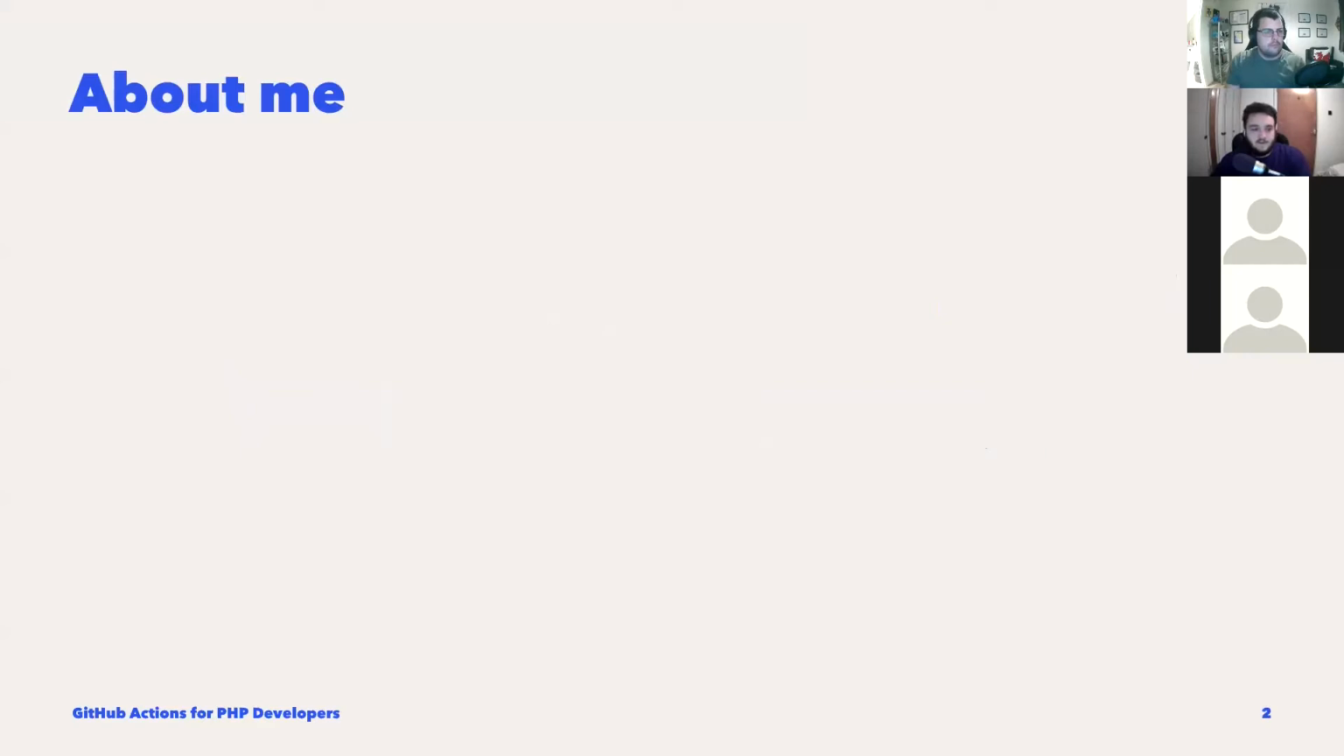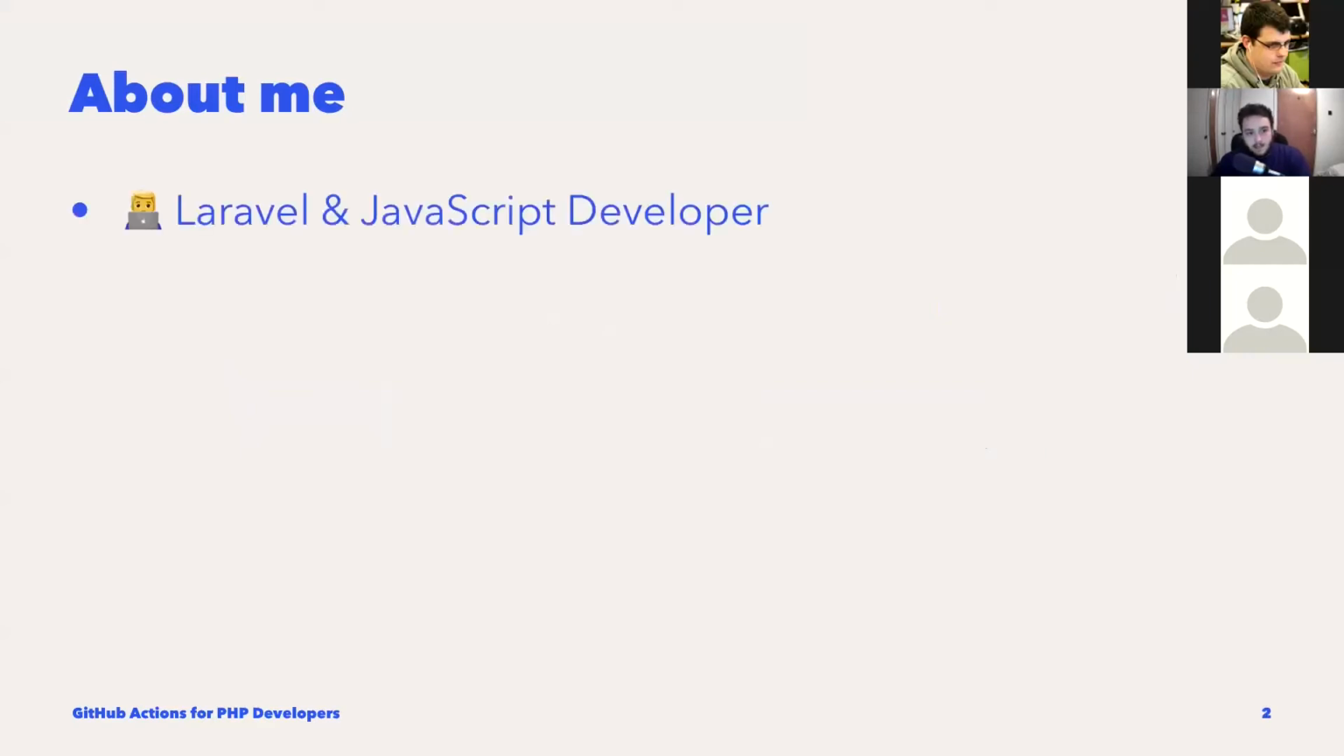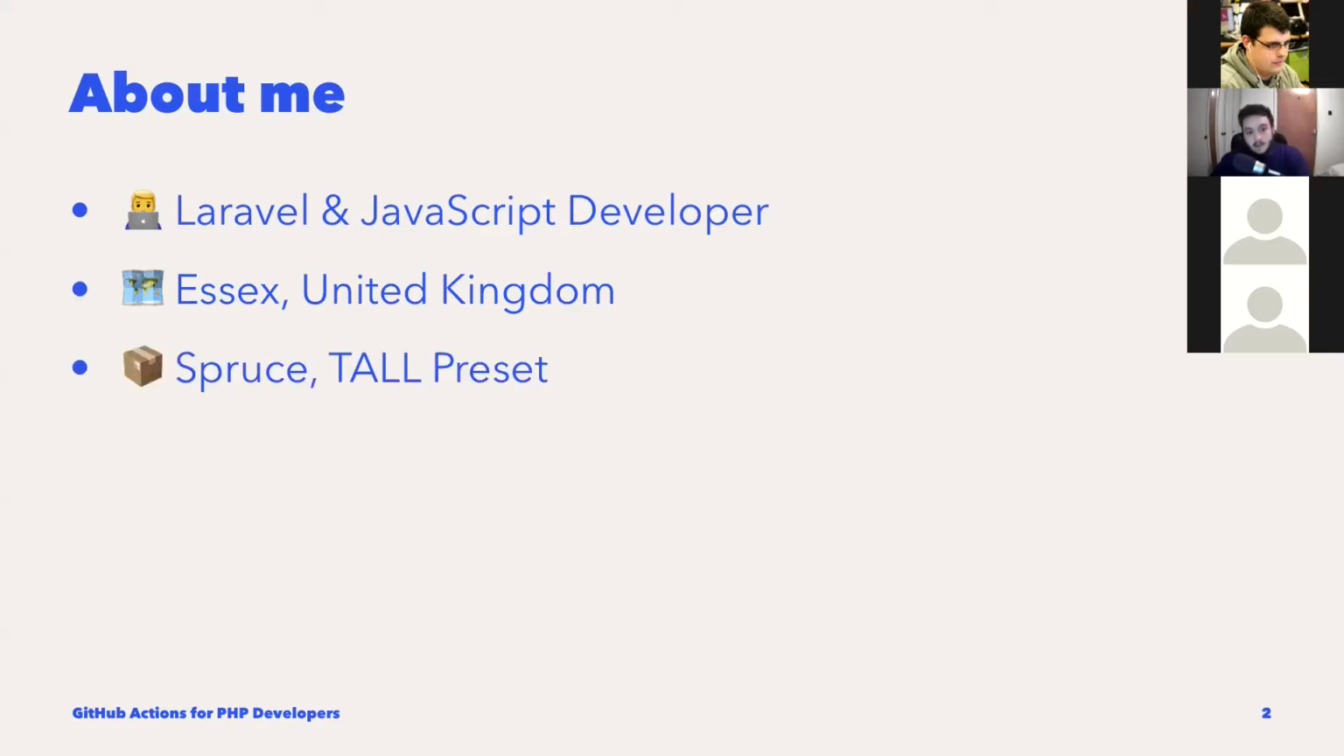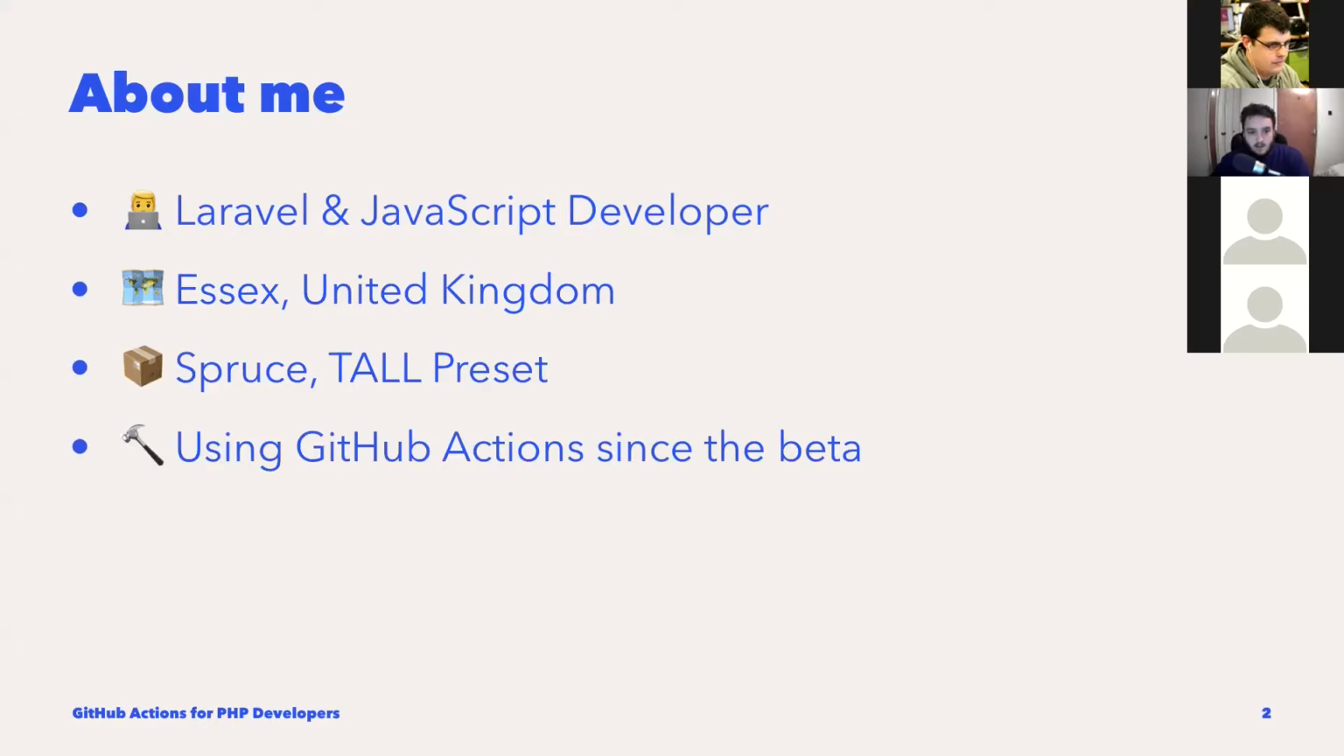So before we go any further, here's a little bit about me. I am a Laravel and JavaScript developer, professional now for around 3 years, but I've been developing since I was a kid. I'm from Essex, so the southeast part of England. I've worked on many open source things, but more notably Spruce, which is a global state management library for the Alpine.js framework, as well as the tool preset for Laravel applications. And I've been using GitHub Actions since the beta, so quite a while now. So I've got quite a bit of experience moving from other platforms, and I write blog posts here.